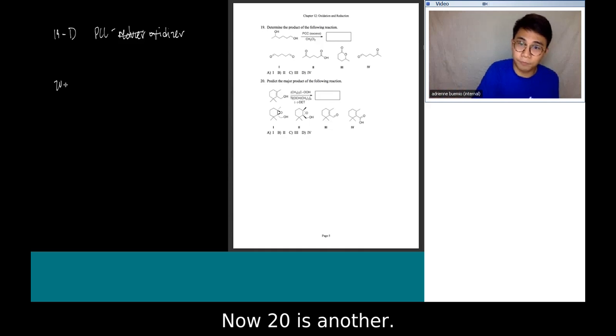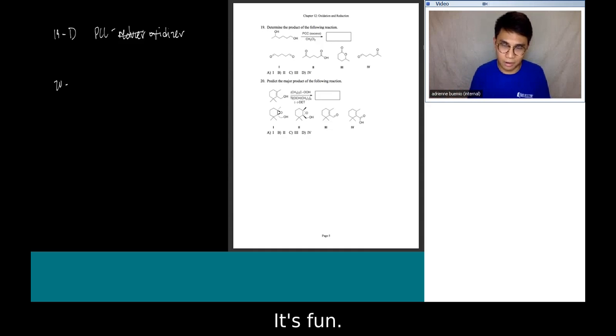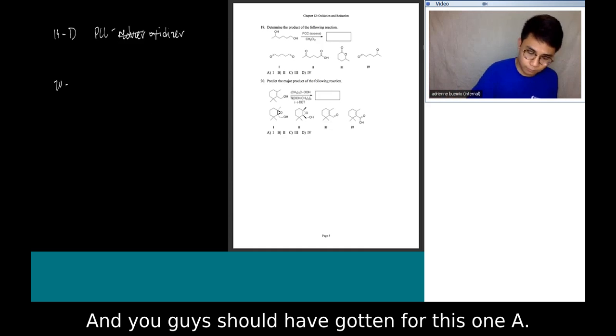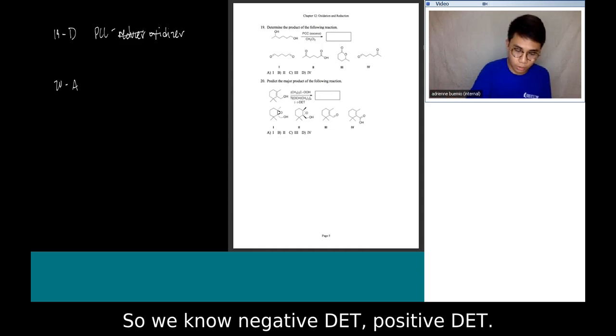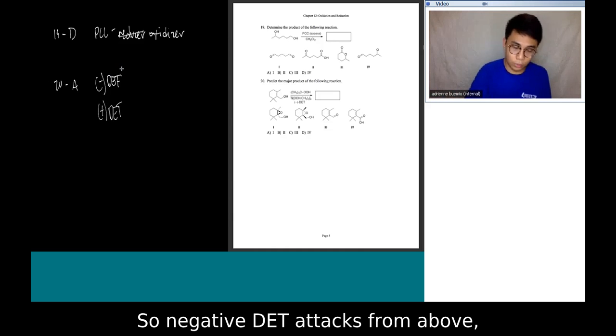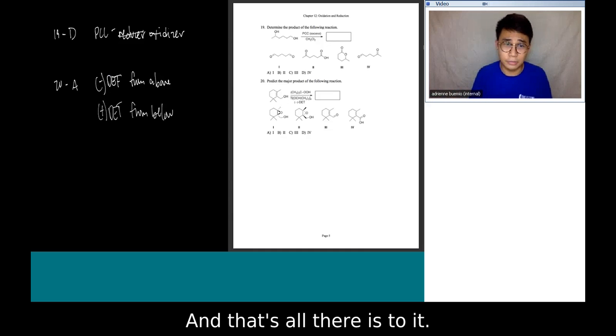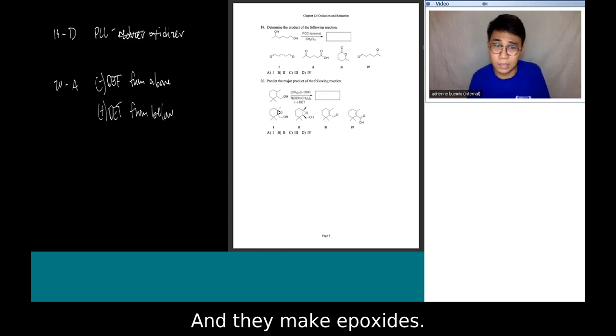Now 20 is another one. You don't see this a lot, but it's just kind of there. It's fun, and you guys should have gone for this one, A, right? So we know negative DET, positive DET. So negative DET attacks from above, and then obviously from below. And that's all there is to it. And they make epoxides.